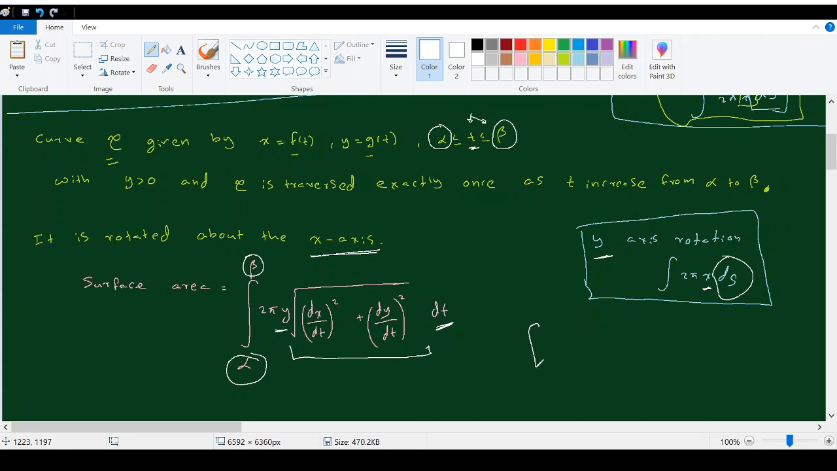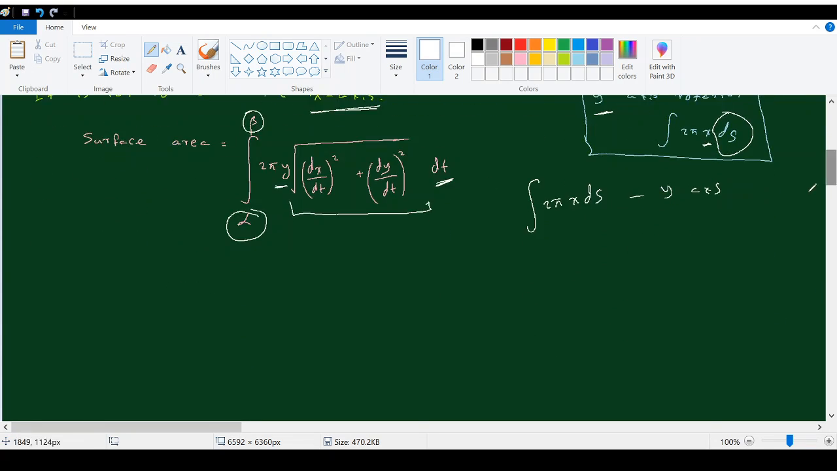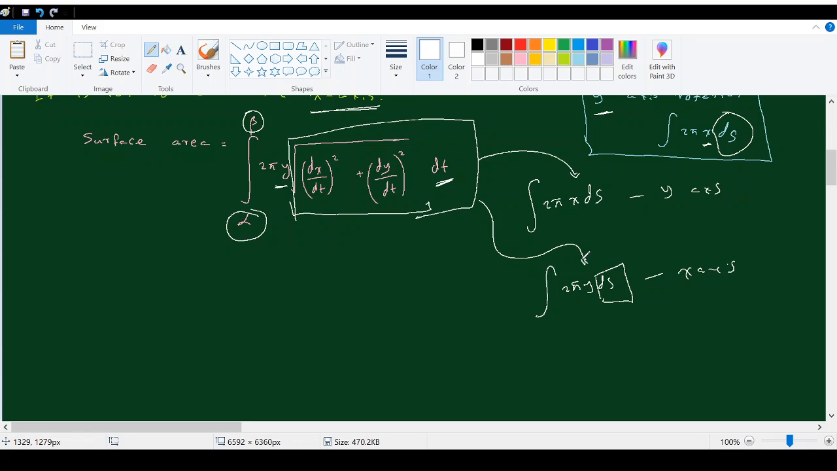So basically what we have is 2 pi x ds for y-axis rotation and 2 pi y ds for the x-axis rotations. And for the ds term, we are going to use this complete thing no matter whether it is a y-axis rotation or an x-axis rotation.